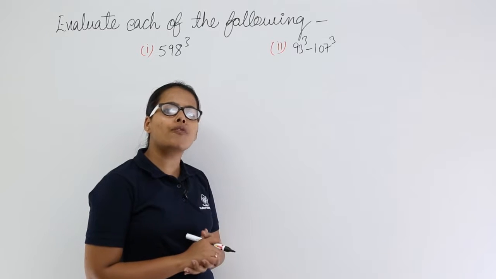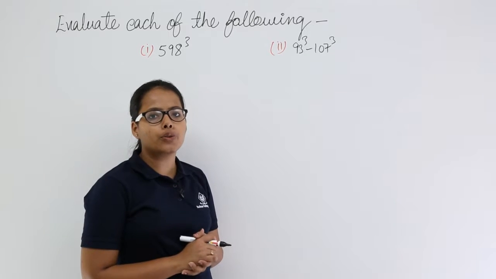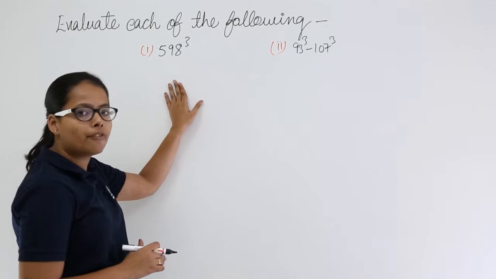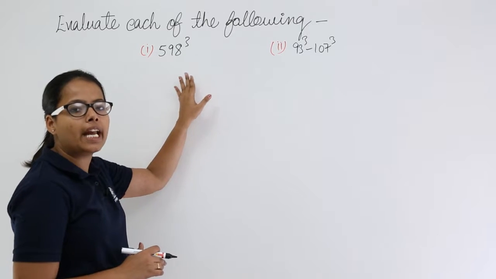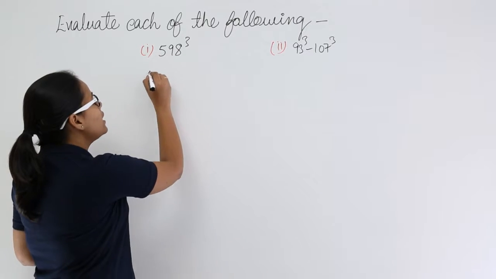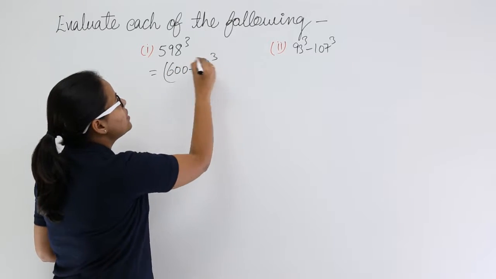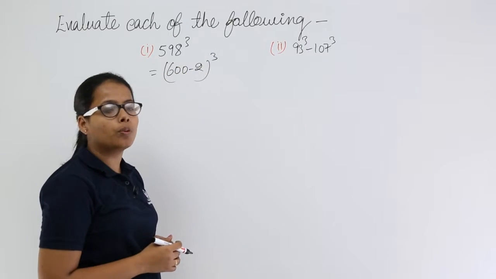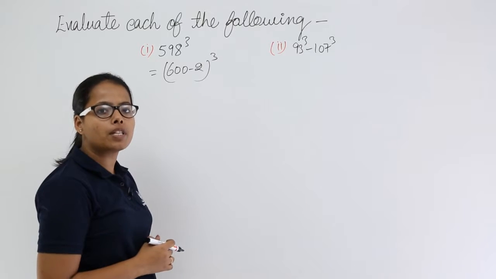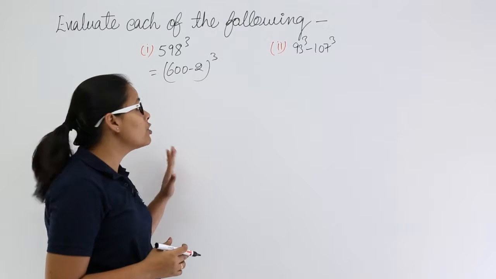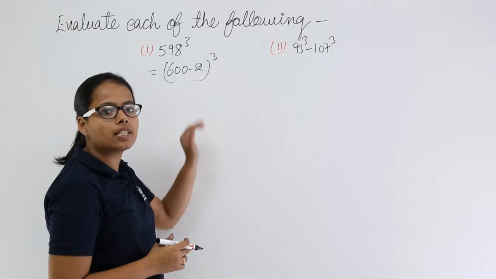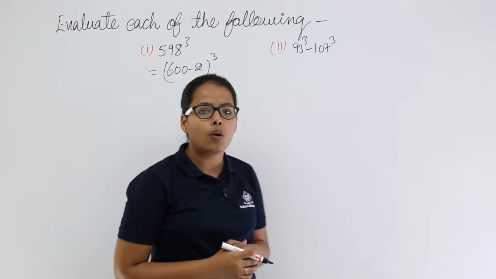And to make use of identities, let's consider our first problem, which is 598 cube. And you can write this as 600 minus 2 whole cube. Now in this expression, you can always make use of an identity. And which identity are you going to use to expand this expression? A minus b whole cube.